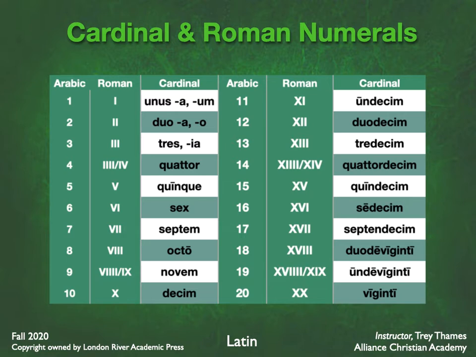And viginti, if you look down 2 rows, means 20. So 2 from 20. Well, what's 2 minus 20? That's 18. And same thing with 19. It's undeviginti. 1 from 20, which is 19. And then 20 is viginti. So you should be familiar with each of these first 20 forms. You should know the Roman numerals as well as the cardinal number.